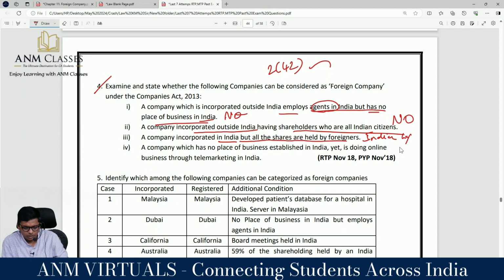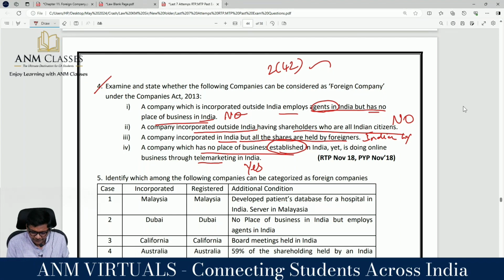Okay. Next, a company which has no place of business established in India but doing online business through telemarketing. Carefully answer. How many of you yes? How many of you no? Now, look at the words very carefully. Answer is yes, because of telemarketing it has a place of business. The key word here is established. They are trying to say physical office is not there. A company which has no place of business established in India, but it's doing online business. That means it has place of business, but not through physical mode.